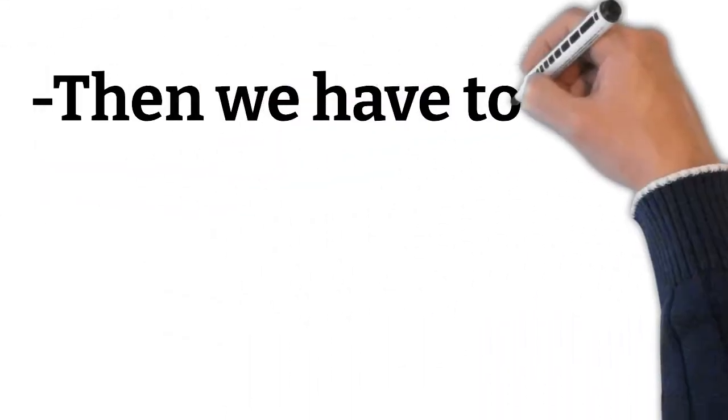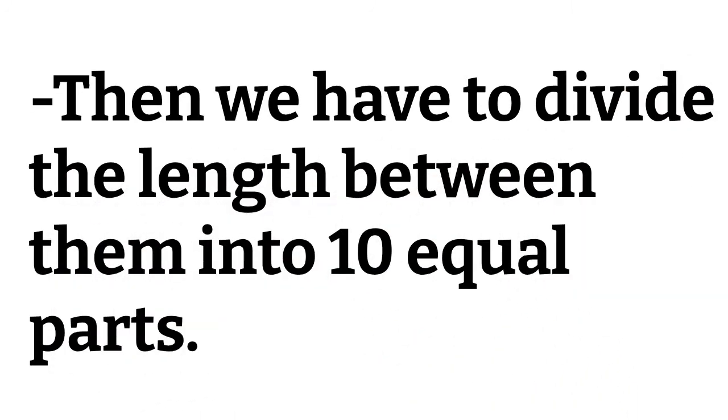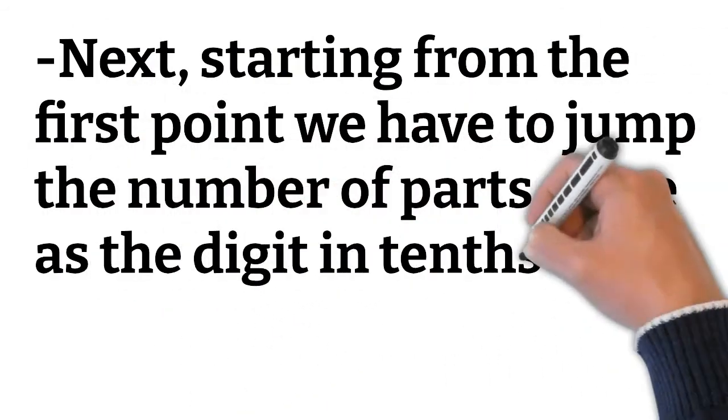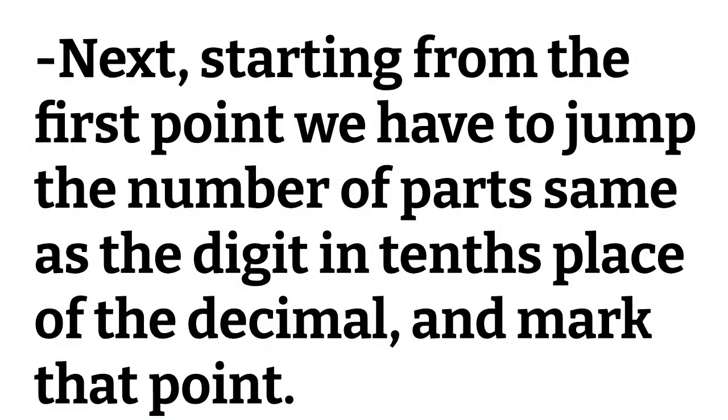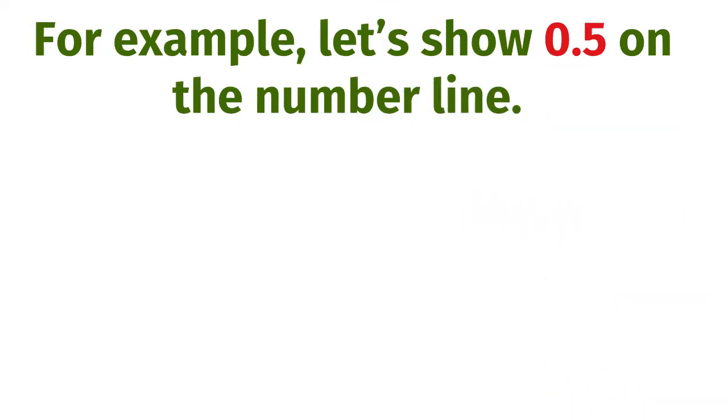Then we have to divide the length between them into 10 equal parts. Next, starting from the first point, we have to jump the number of parts same as the digit in 10th place of the decimal and mark that point. For example, let's show 0.5 on the number line.